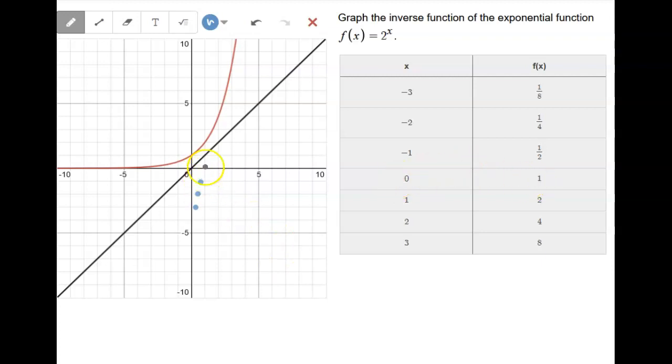1, 0, 2, 1, 4, 2, and 8, 3. So now our graph is going to look something like this. Now, you notice that this graph starts to get close to this axis, right? So now our asymptote has actually changed. It's no longer going side to side. It's now going up and down.